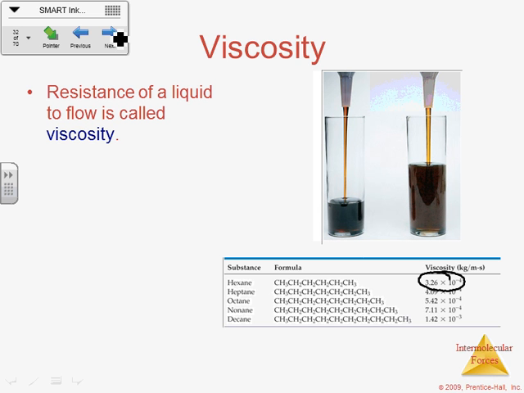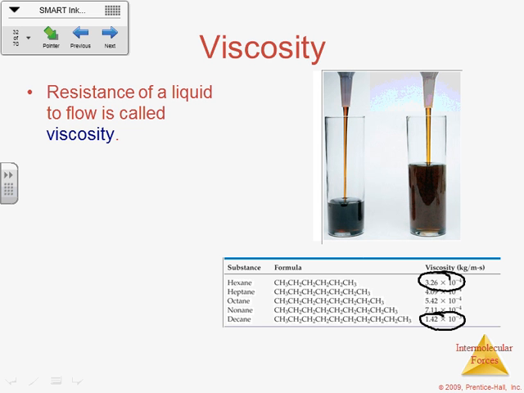3.26 times 10 to the negative fourth. Once you get down to decane, it's 1.42 times 10 to the negative third. So much more viscous than the hexane. And the reason for that has nothing to do with polarity, really. It has to do, well, I suppose it has to do with polarizability, because these are just London dispersion forces here. So the bigger, the longer the chain, the more viscous it's going to be.